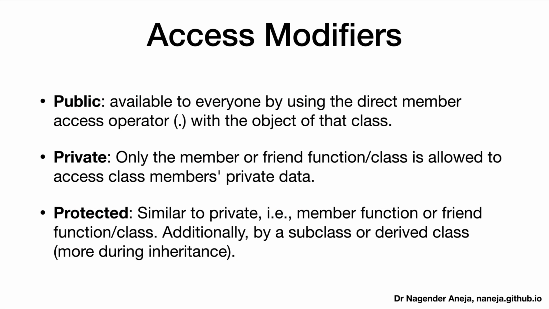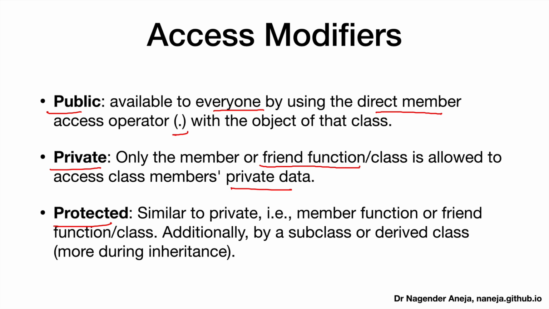So we have three access modifiers: public, private, and protected. Public is available to everyone by using the direct member access operator dot. Private is only for that class's member variables, or also for the friend function. So you can declare an external function as a friend function of a class. In the class, you can say that this function is my friend function. So if it's a friend function, then that friend function can access the private data as well.